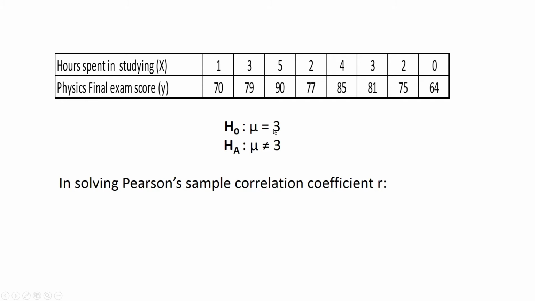Mu equals 3. Ibig sabihin, the average daily time spent by students in studying is equal to 3. And then the alternative hypothesis, kabaligtaran naman, the average daily time spent by students in studying is not equal to 3 hours a day. Okay. So, in this particular situation, nalaman natin that the Pearson's correlation coefficient is equal to 0.99.